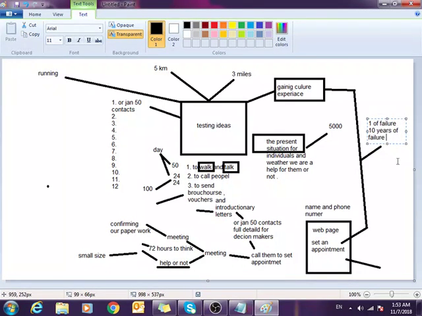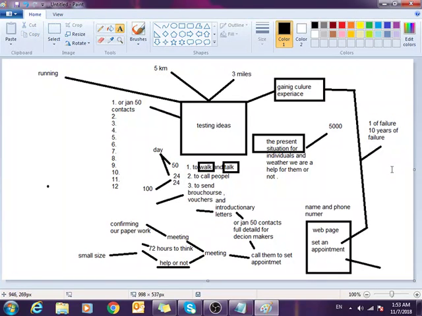This idea has one year of failure. This idea has 10 years of failures. Now, you will learn it in like five years, within four years, but you have to go through this 10 years of failure. What is 10 years of failure? Well, figuring out how to test ideas.